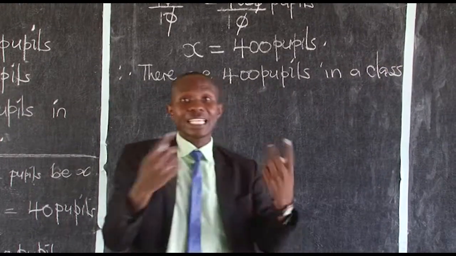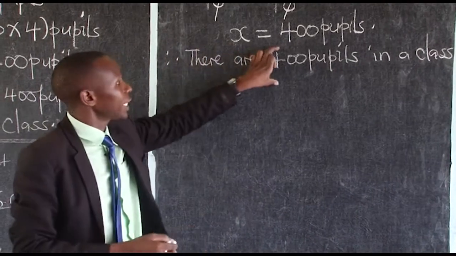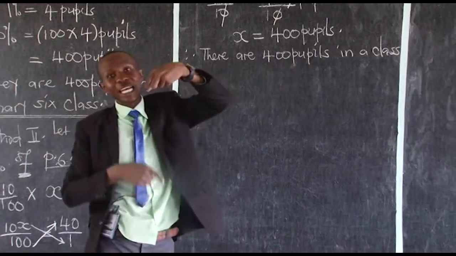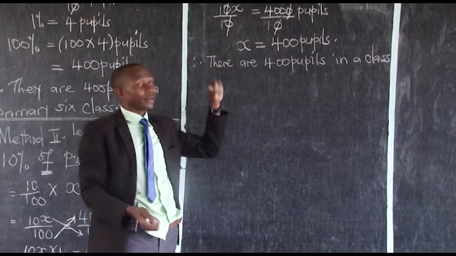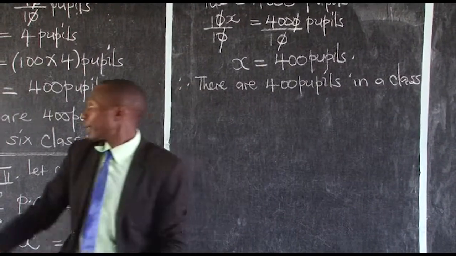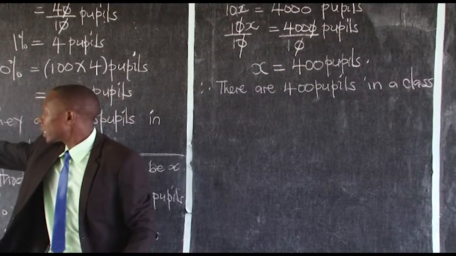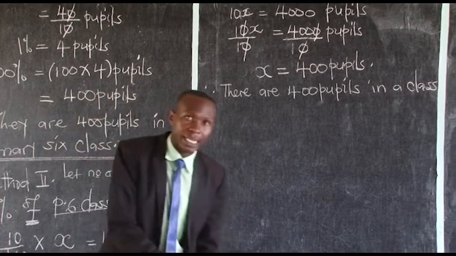So the whole class will give us 400 pupils. Even when somebody just finds you and asks you what is 10% of 400, you'll realize that 10% of 400 is equal to 40. That's why you realize here, they said 10% was being given 40.